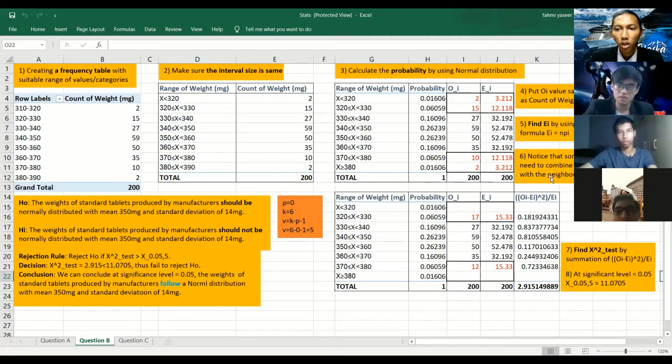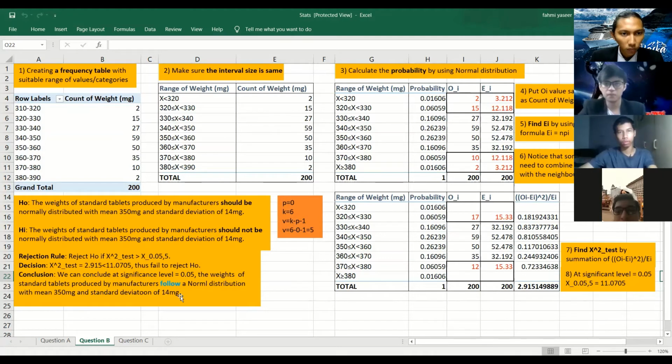So we need to combine the respective clusters with the neighboring clusters. So we get the result on the fourth table. As we can see here, the red number is the result from the combination of respective clusters and neighboring clusters. After that, we need to find the chi-square test by summation of this formula. And after that, at the significance level of 0.05, we get chi-square 0.05,5 equal to 11.0705.